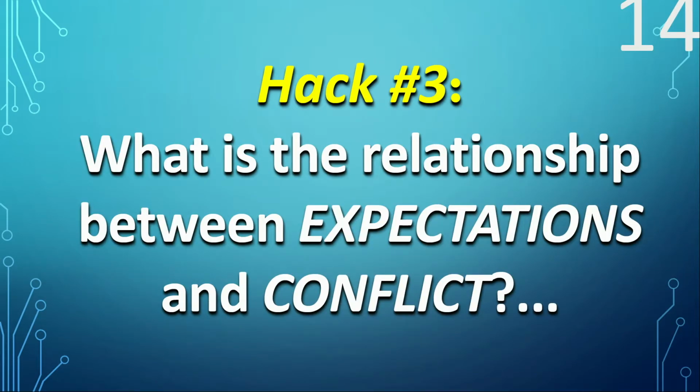Hack number 3. The origin of conflict itself. Very simple model. When expectations match reality, we don't have a conflict. When reality exceeds our expectations, we're very happy. We don't have conflict. When reality does not meet our expectations, we have conflict.